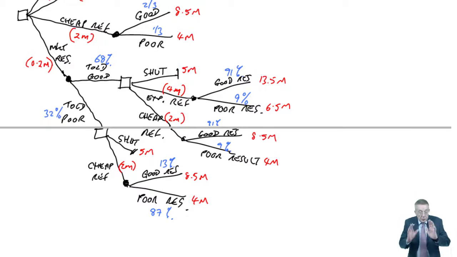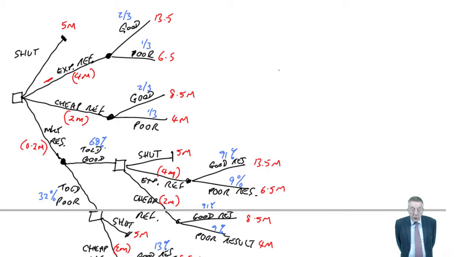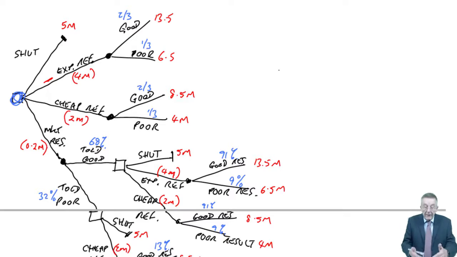So there we are, we've drawn the tree. I've now put in all the cash flows. I've put in the probabilities. We're now in a position to start making the decision. And let's look at these various options. Our main decision as of now is, shall I shut or shall I refurbish or do market research? Well, shutting, we know what the outcome is. It's 5 million. The question is whether the other three give us more or less than 5 million.